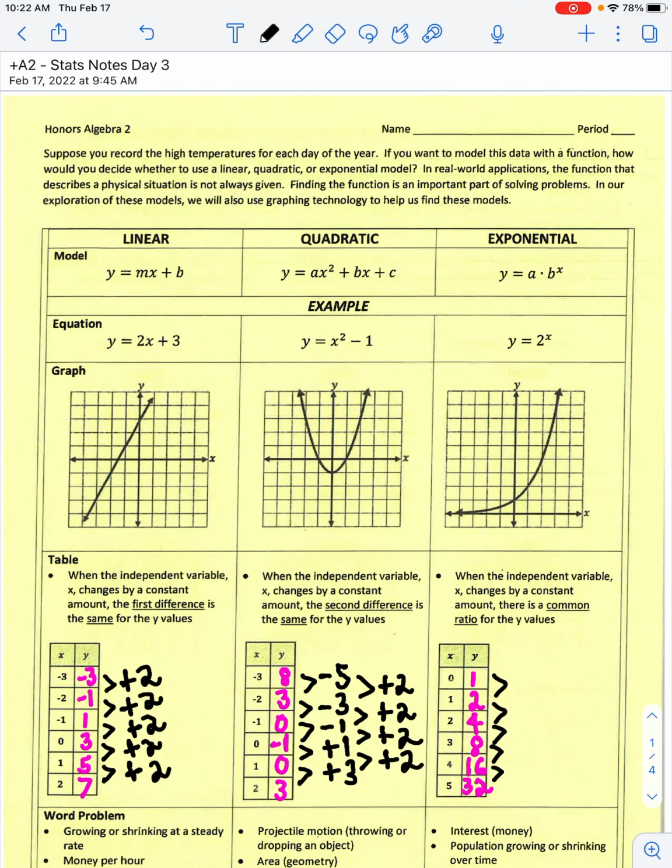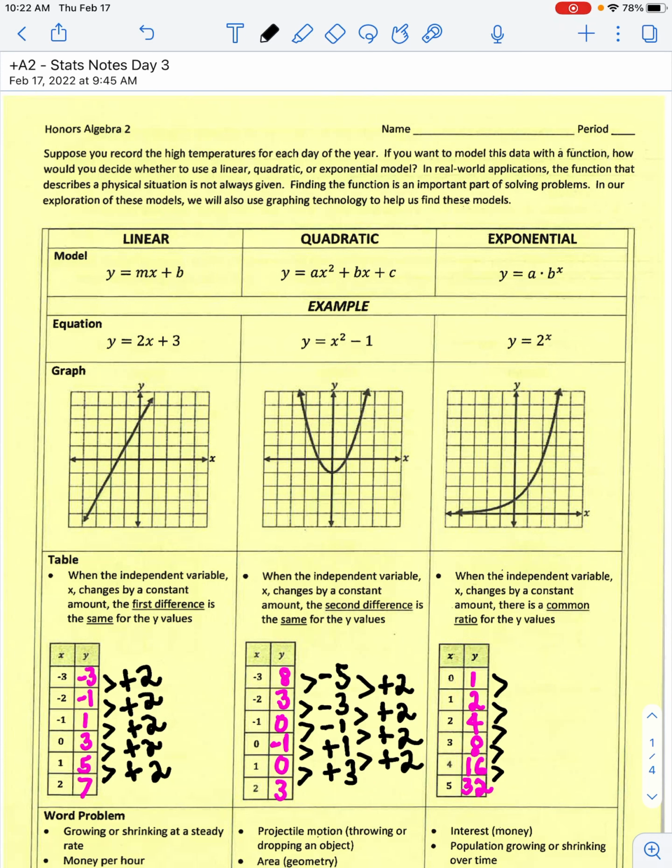So you look at the first difference. If it's the same, that means the model is linear. If the first difference is not the same, then you look at the second difference. If it's the same, the model is quadratic. For exponential models, the first difference won't be the same, nor will the second difference. What is the same is the value you're multiplying by. It's called the common ratio.